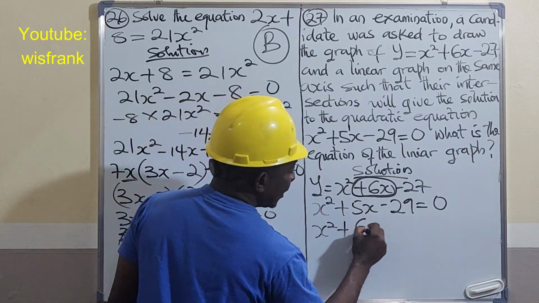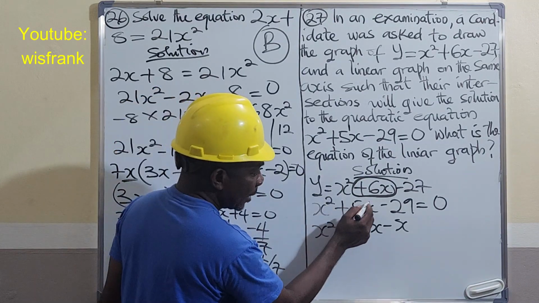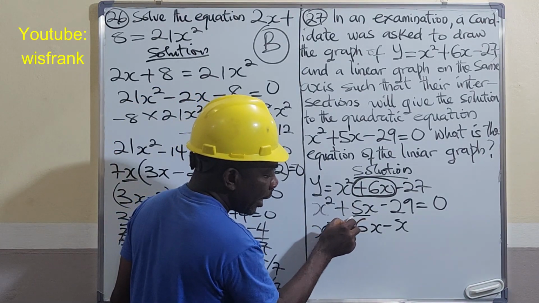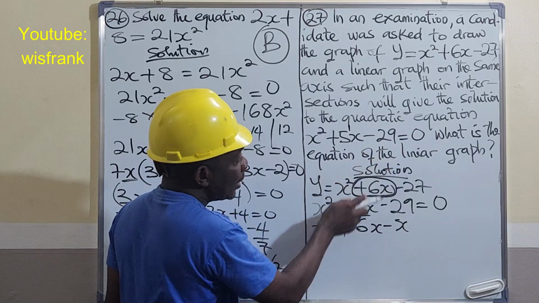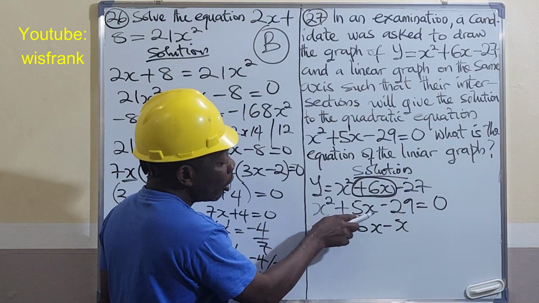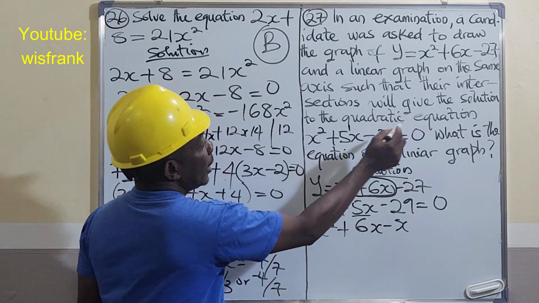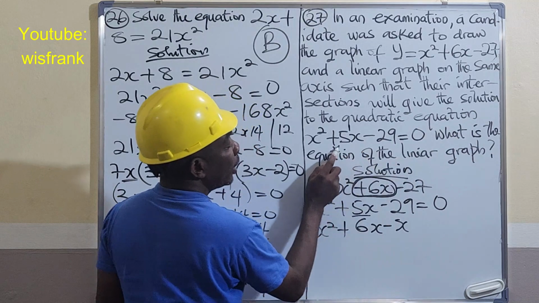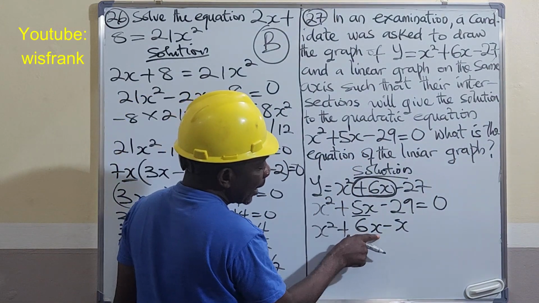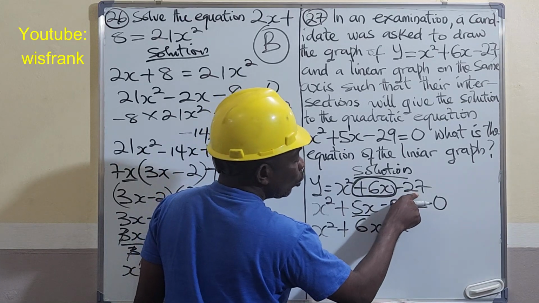We have 6x minus x will give us 5x, because the question says this is the solution of the quadratic graph that was drawn. It says the solution of the quadratic equation is this. So now we have 6x minus 8x. Now the next one is minus 27.